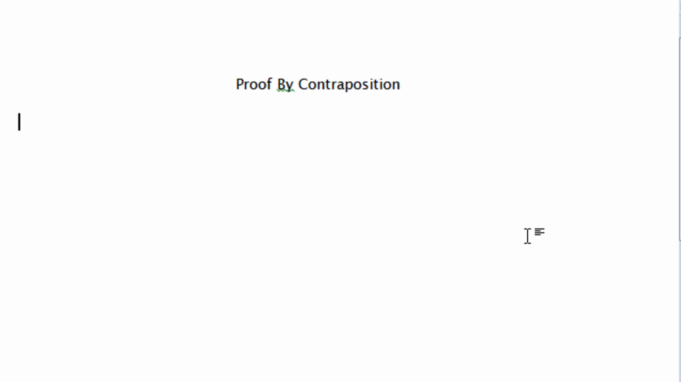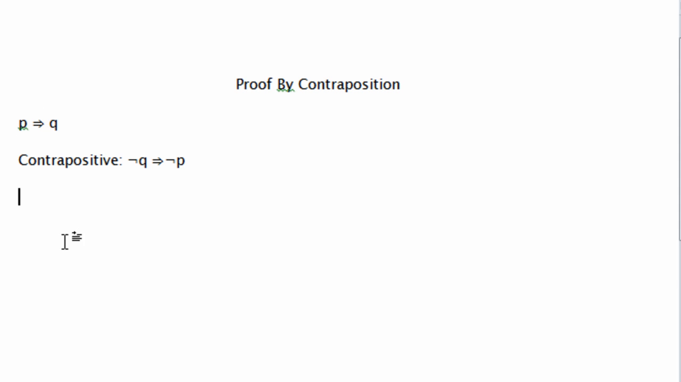Now, let's first start by looking at what a contrapositive is. If you have the statement P implies Q, then the contrapositive of that statement would be the statement not Q implies not P. And the reason why contrapositives are important is because the truth tables for contrapositives are exactly the same as the truth tables for the regular implication statement.